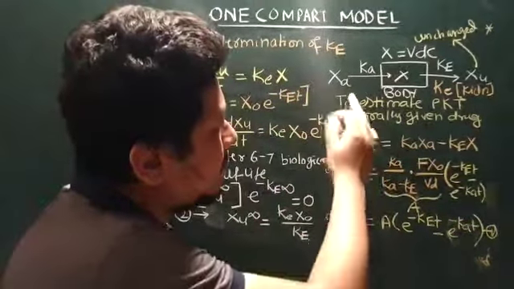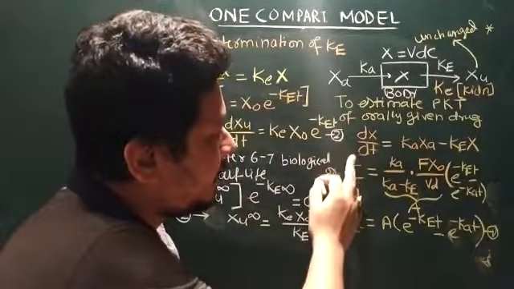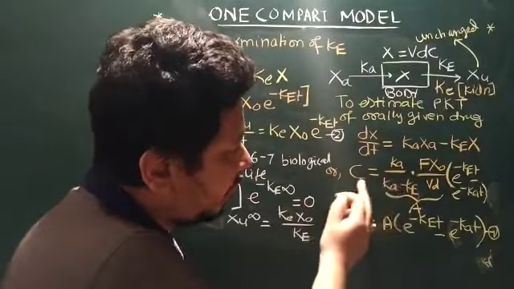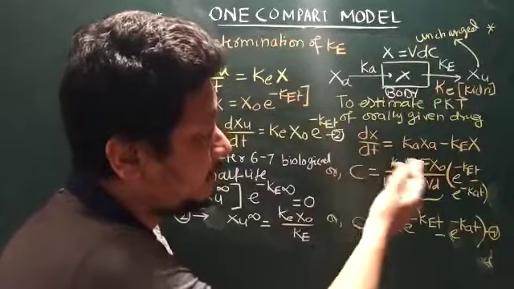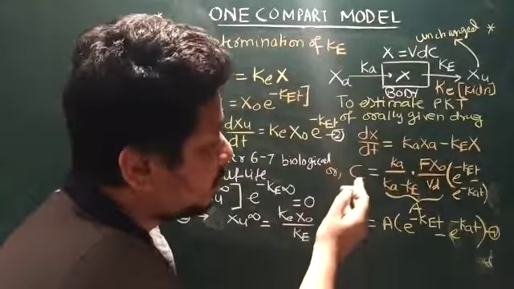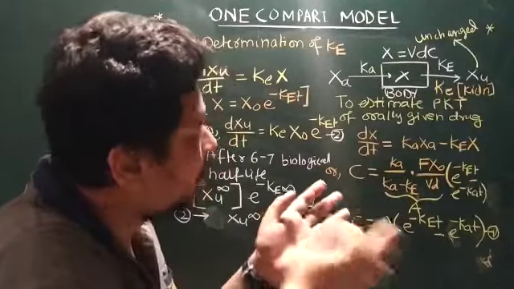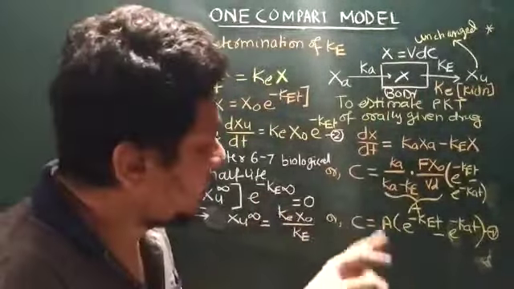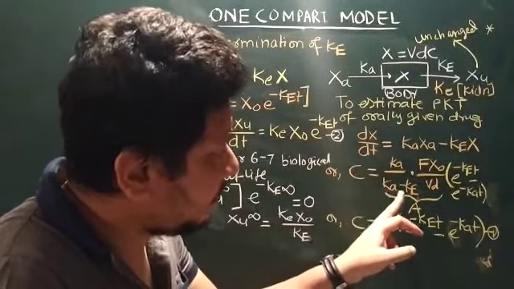See, dX/dt is equal to Ka XA minus KE X, that I have already discussed. After integration you get this equation for C. Now why C? Because Vd into C is X. There is no X in the equation, so C came because we broke X into Vd into C. That's why C has come over here. Ka upon Ka minus Ke.